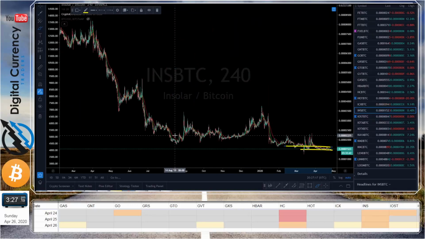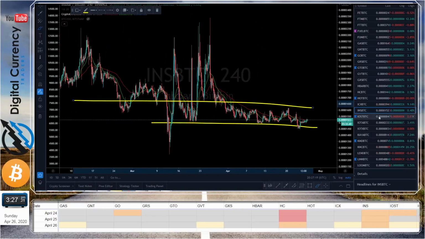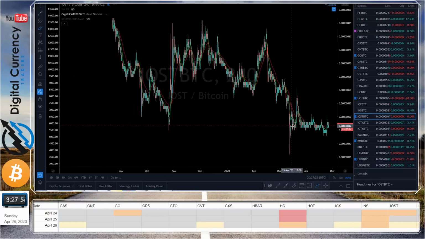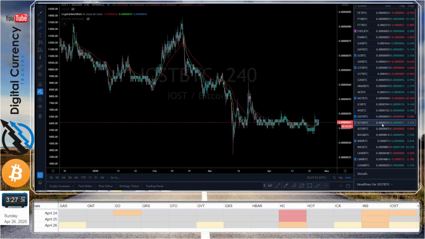Not one of my favorites because it's not above support from the past. So it would get a smaller, this one as well, smaller pit of juice.